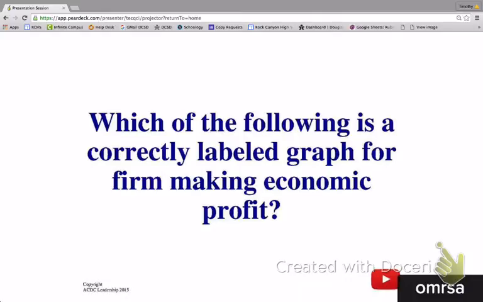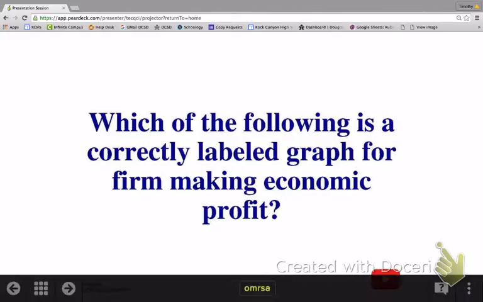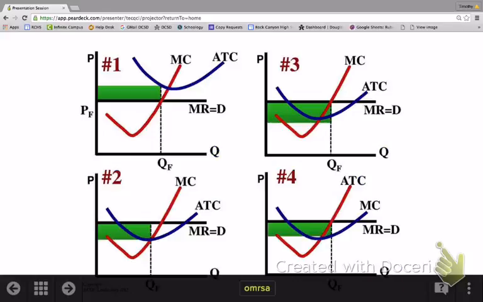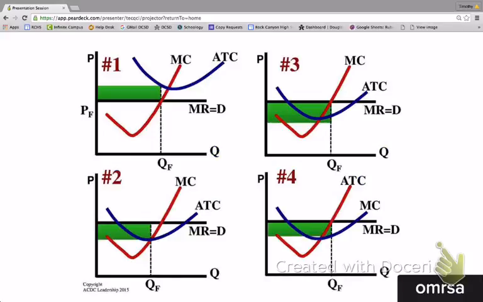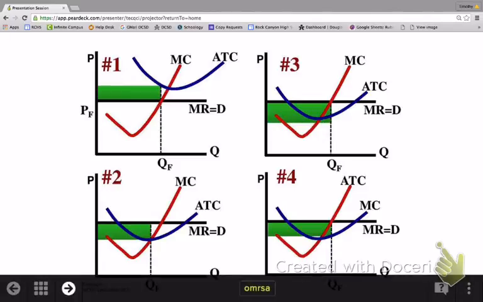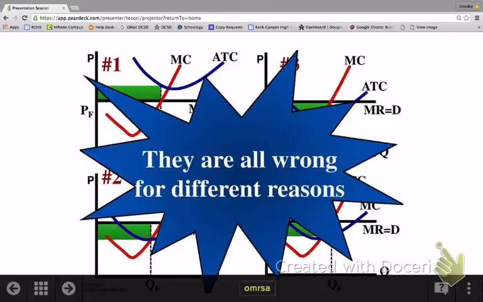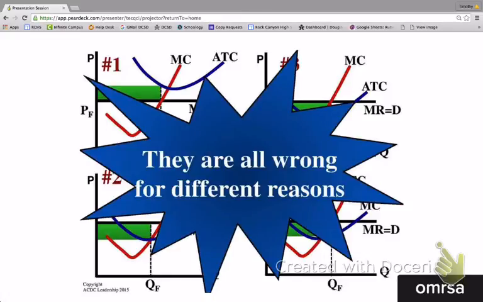Now, let's look at this. Which of the following is a correctly labeled graph for a firm making economic profit? Is it graph number 1, number 2, number 3, or number 4? You may wish to pause the video to examine these graphs and determine which one you think is correctly labeled. The answer to that question is that they are all wrong, but for different reasons.